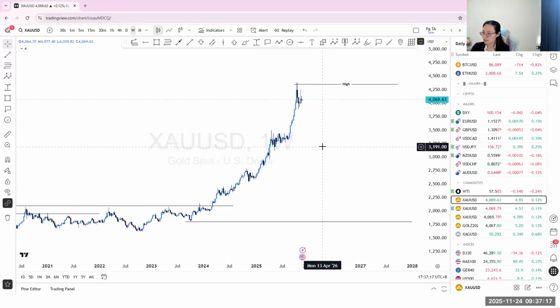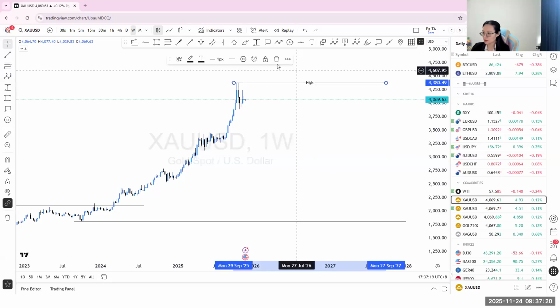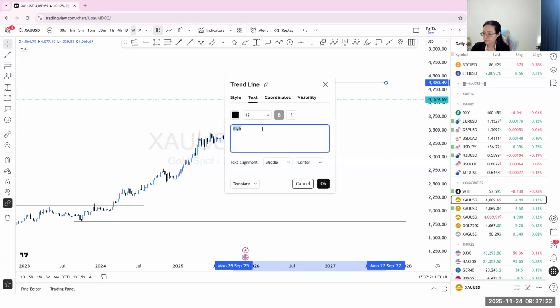On the weekly time frame, this is already the ATH, the all-time high. This is also the ATH.